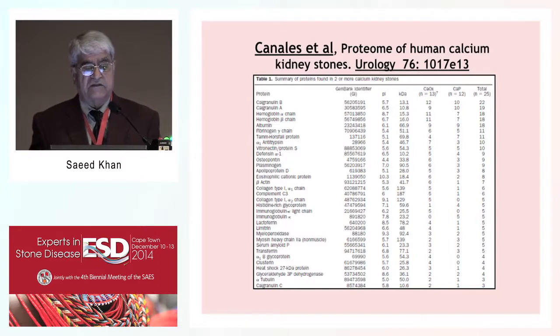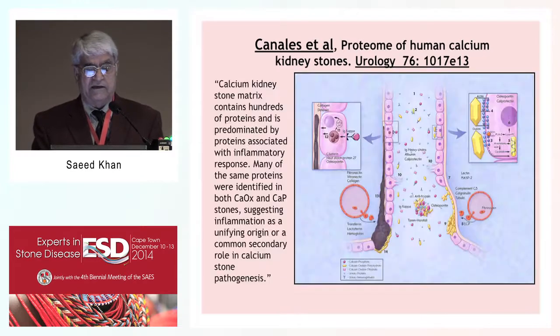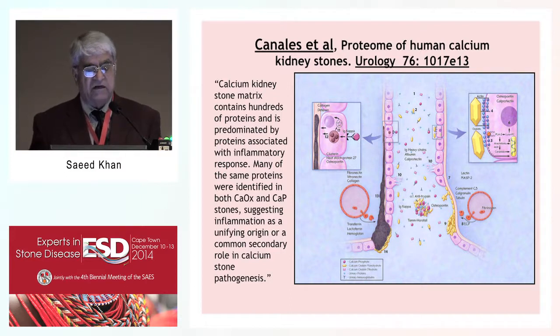Then there is this study from Canales. Again, you can see they have actually tried to identify them: calgranulin B, calgranulin A, hemoglobin, collagen, you name it. But the number of proteins that may be involved keeps increasing. From this publication, they have an idea how these proteins become part of the stone matrix: they come out either into the urine or in the interstitium, and then become part of the matrix of the crystals and then the stone.